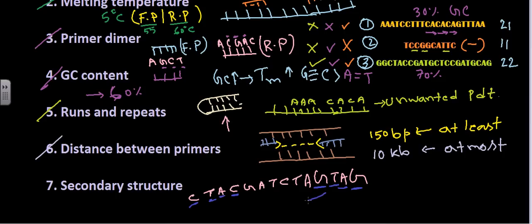If it folds like that, it can form what we call a secondary structure. This will often lead to the formation of this kind of structure, which is called a hairpin loop, or sometimes this kind of structure, which is called a stem loop structure, and all these structures are found in RNA sequences and also in DNA sequences. So this kind of secondary structure must be prevented.